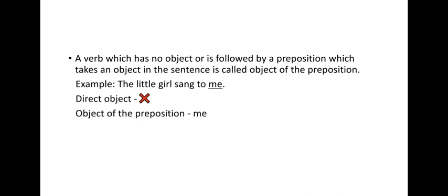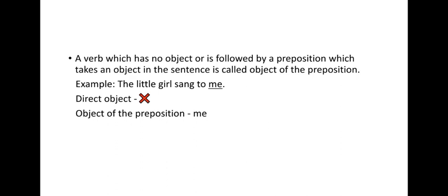Object of the preposition will always be preceded by a preposition. Preceded means that will come before. So before the object of the preposition, there will always be a preposition, and then the object that comes after the preposition is called the object of the preposition.